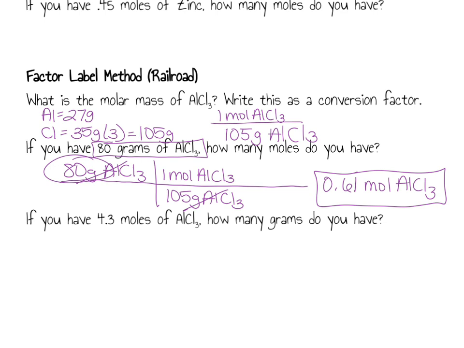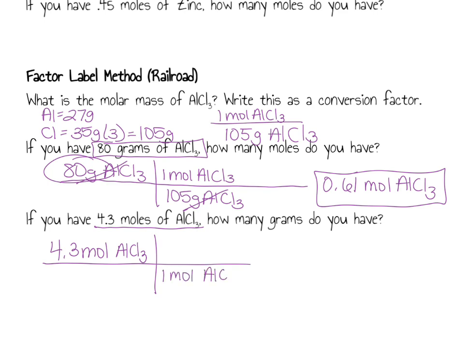Okay, we're going to do the exact same thing on the next problem. We're going to start with what was given in the problem, so the 4.3 moles of aluminum chloride. And then we want to get to grams, so we need to cancel moles. So we're going to put 1 mole of aluminum chloride on the bottom, and we're going to put 105 grams on the top. And again, we're always arranging these so that the units cancel each other out.